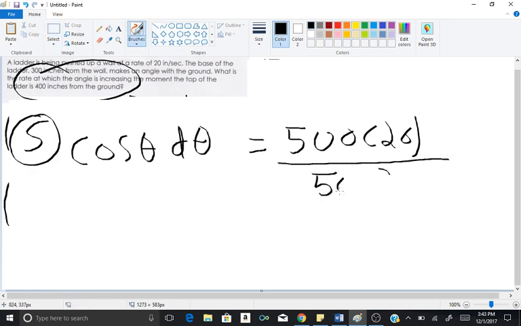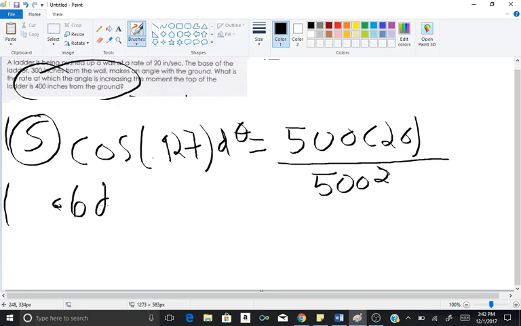So cosine of 0.927 d theta. All right. So now we are going to simplify. Cosine of 0.927 is going to be 0.600. So we'll go 0.6 d theta equals, now over here, we got 500 times 20 over 500 squared.